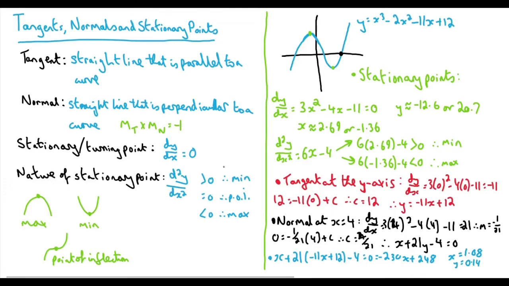Okay, so that's how we've got to the point of intersection of our tangent and our normal. That's how we've worked out our tangent and normal in the first place. And that's how we've worked out our stationary points.